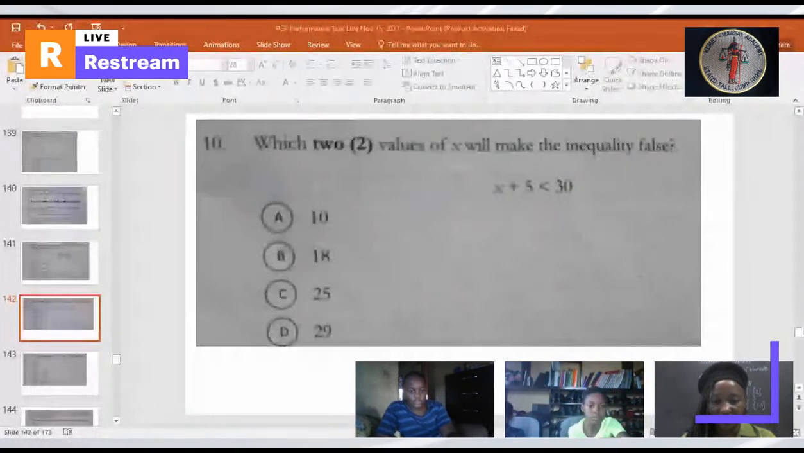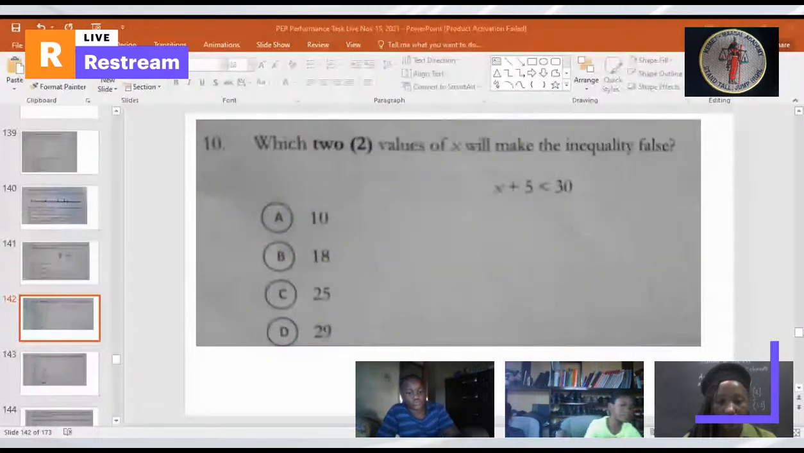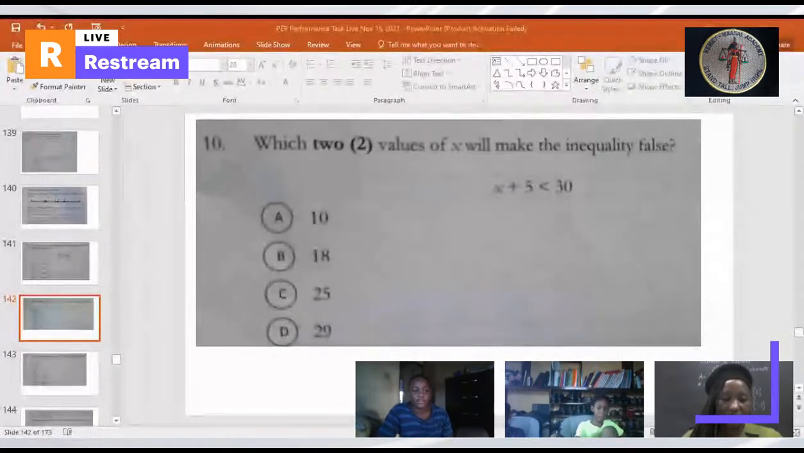But they're asking for two values. So what's your other value? Miss, 25. 25 plus 25 gives you 30, miss, and that's not inequality. That's equality, which means it's equal. Okay, right. So 30 is not less than 30. 30 is equal to 30. So you see where you slipped there, Jer? Yes, miss.